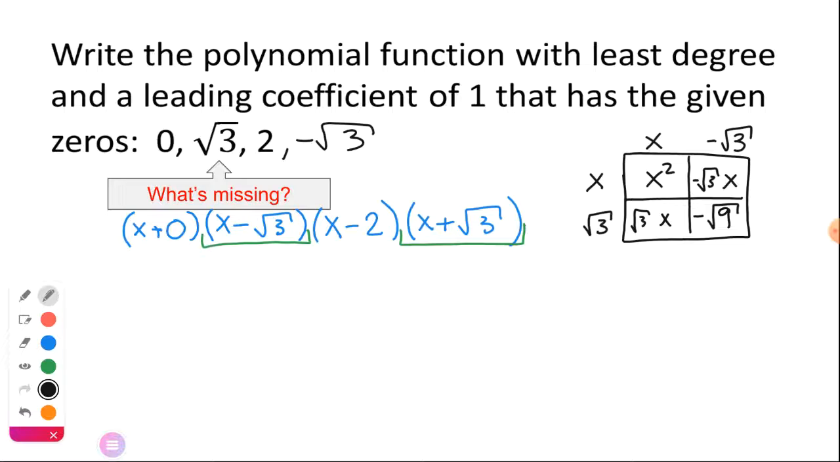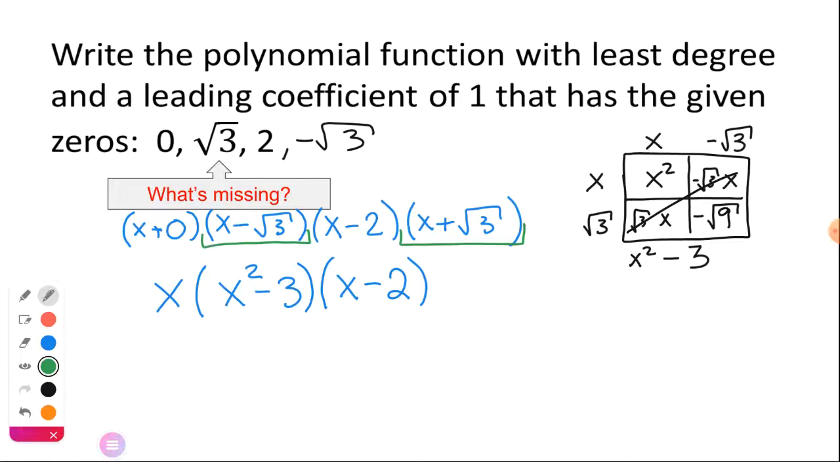Putting all of this together, I get x squared. The positive square root of 3x plus the negative square root of 3x is 0. These cancel each other out. That's why we started here. And then minus the square root of 9. The square root of 9 is actually just 3, so we get minus 3. Coming back over to our blue equation, x plus 0, that's just x. Our next set of parentheses, we multiplied the square root of 3's together and we got x squared minus 3. And then we still have x minus 2.